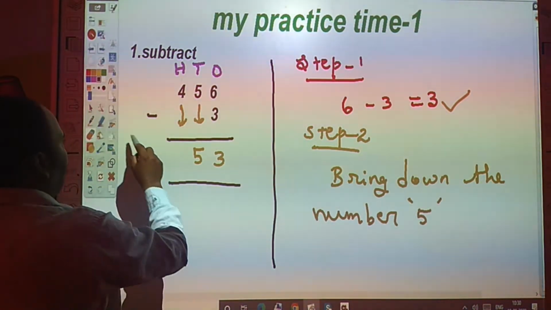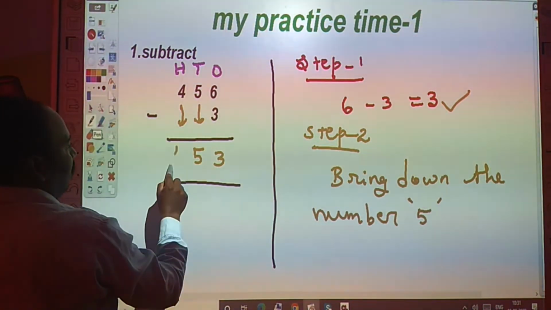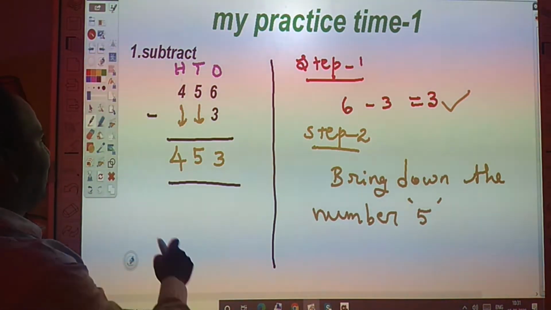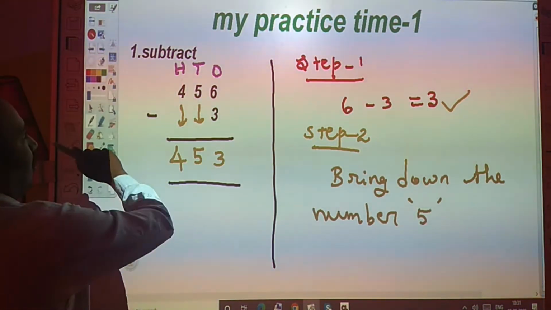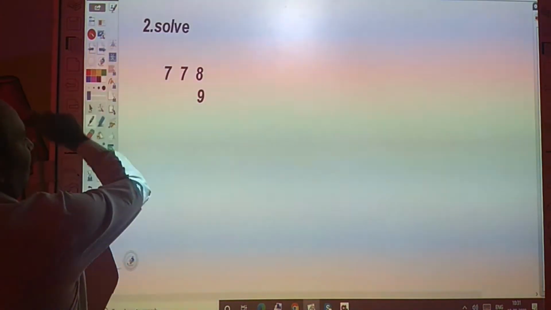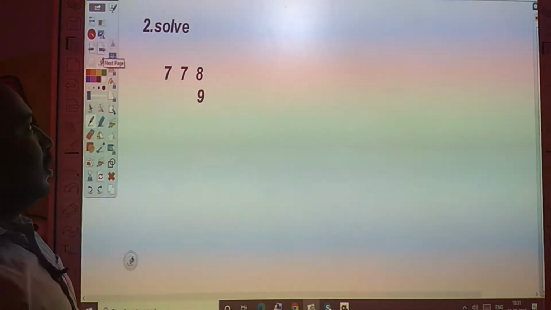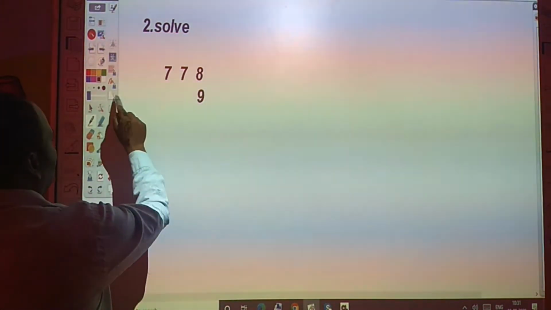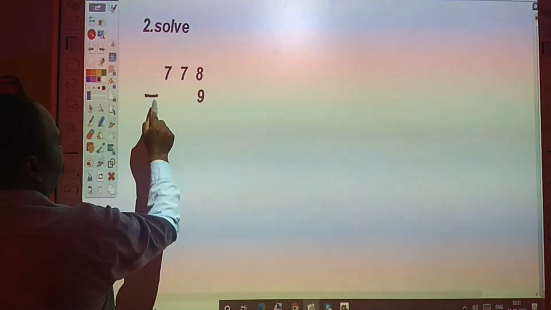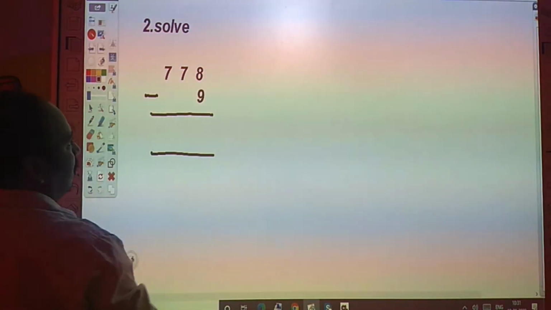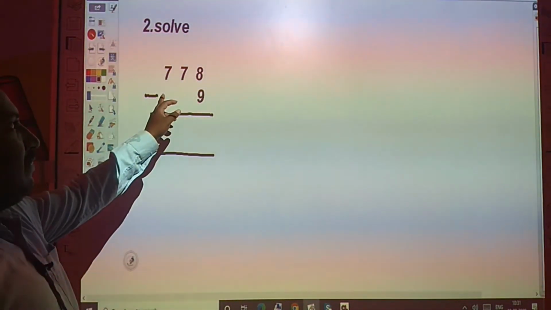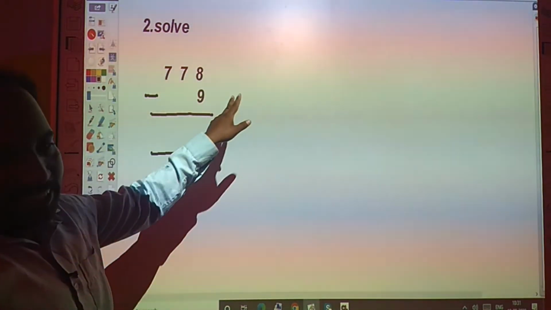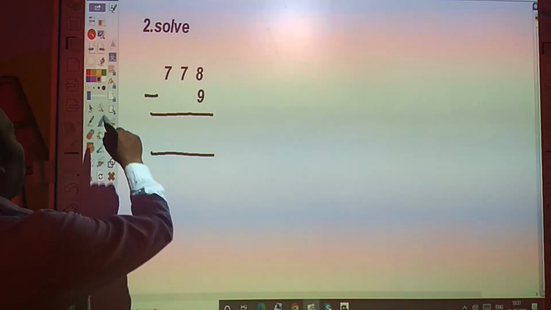So our answer is 453. The next one. Solve. It's also minus: 778 minus 9.